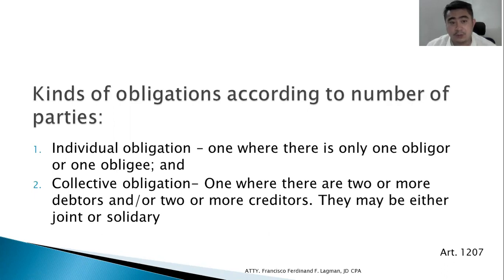We have an individual obligation wherein there is only one obligor and one obligee. Then we have a collective obligation, which means that there are two or more debtors and/or two or more creditors. They may either be joint or solidary.